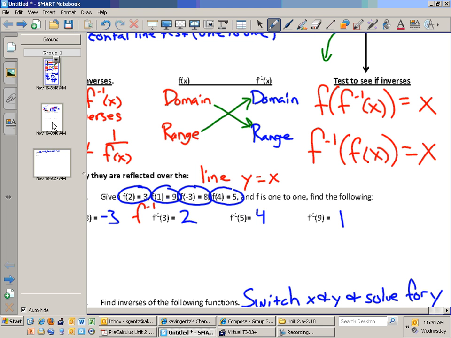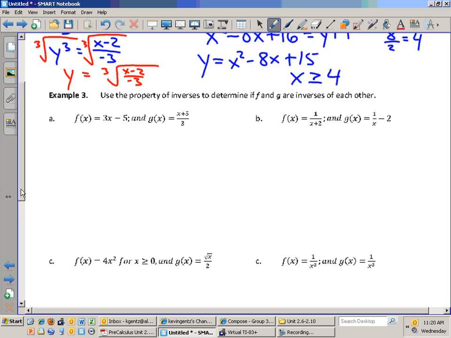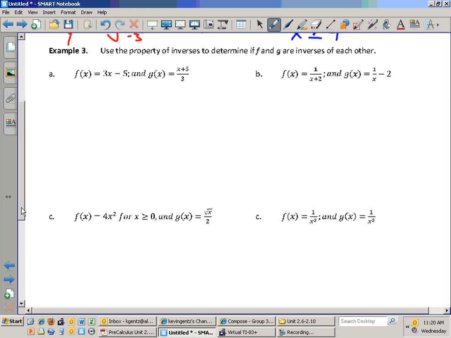So, let's try it. It says use the property of inverses to determine if f and g are inverses of each other. So what I need to do is I need to make a composition here. This is suggesting that f and g might be inverses. Let's check. I need to do f of g of x. If I want to do f of g of x, what will I do?